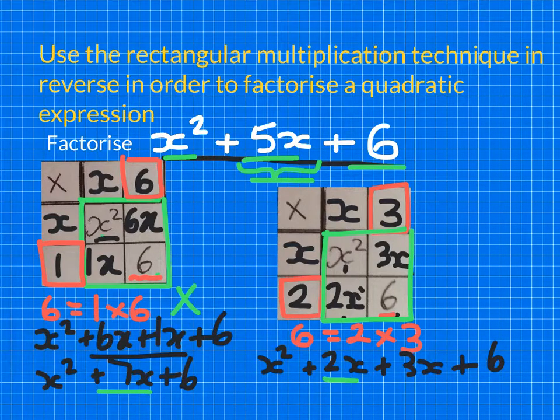The 2x plus the 3x can be simplified to make 5x. And if we look at the original question, that's what we were looking for. We were looking for 5x. So this is the correct factorization.